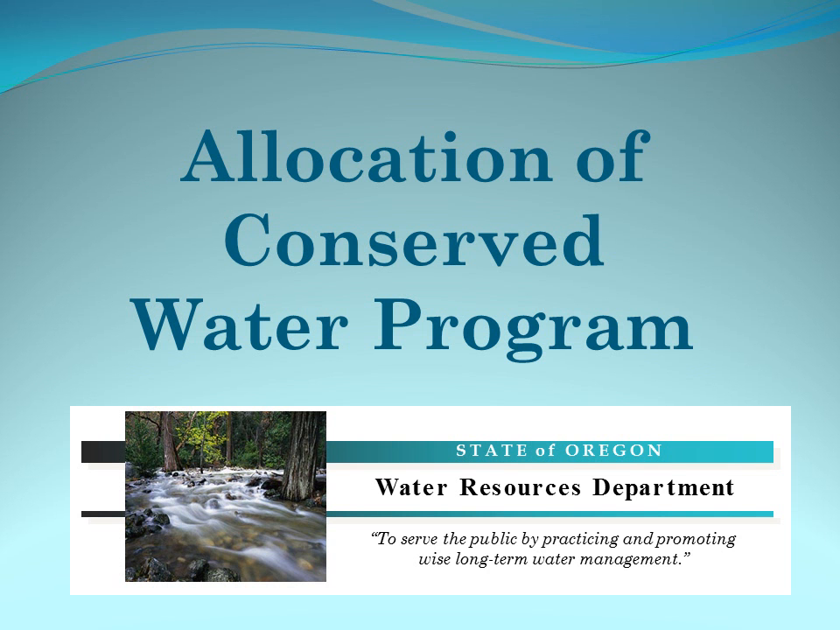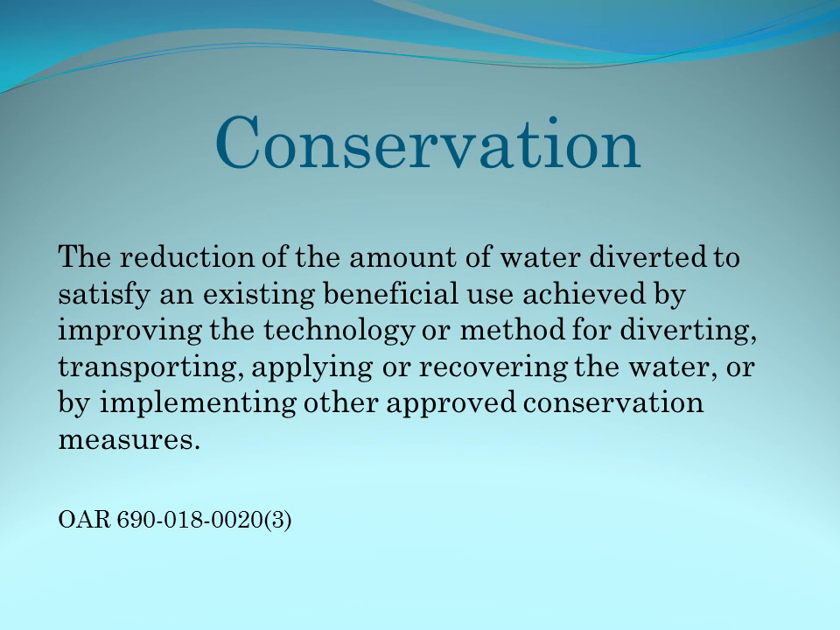The Allocation of Conserved Water program is unique because it allows the landowner to continue to irrigate land while using less water with a more efficient system. It frees up the water that can benefit stream flows, and it can also be used to irrigate dry lands. Throughout this presentation, we will be focusing on irrigation rights.